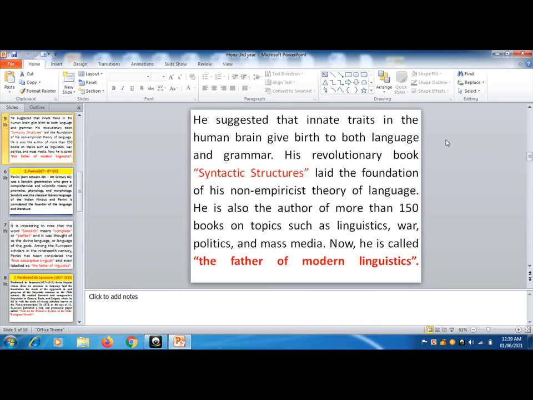He suggested that innate traits in the human brain give birth to both language and grammar. His revolutionary book, Syntactic Structures, laid the foundation of his non-empiricist theory of languages. He is also the author of more than 150 books on topics such as linguistics, war, politics, and mass media. Now he is called the father of modern linguistics.